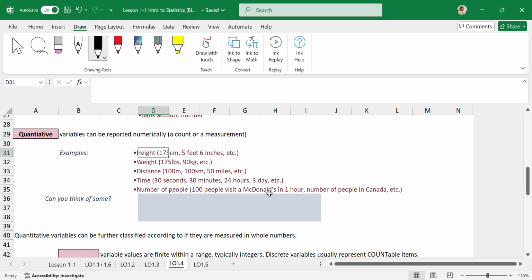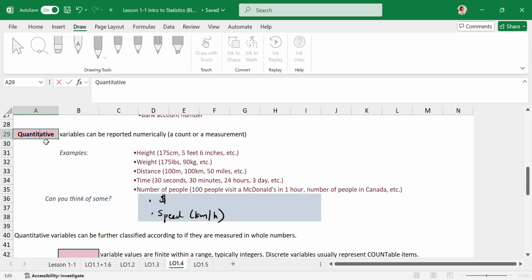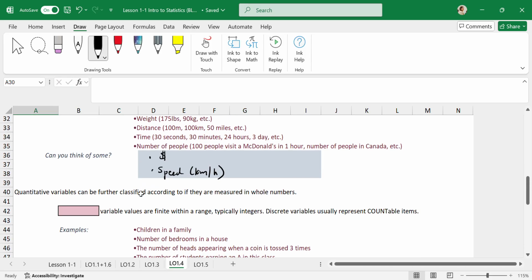Common examples are height, weight, distance, time, any number of people that you can count. Another important one would be money. Anything that you can count or measure. Speed in kilometers per hour, that's measured. So anything that has units typically that you can think about, it doesn't even have to have units because it can be a number of people or number of items, just that one single number. But anything that you can count or measure would be quantitative.